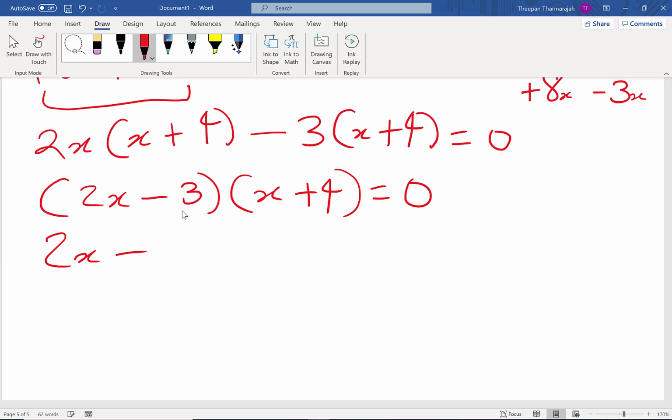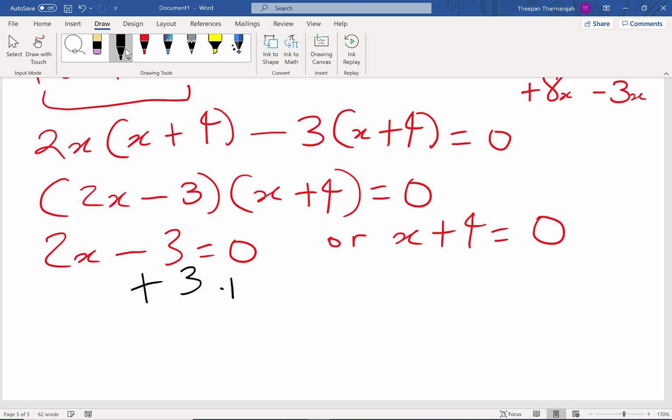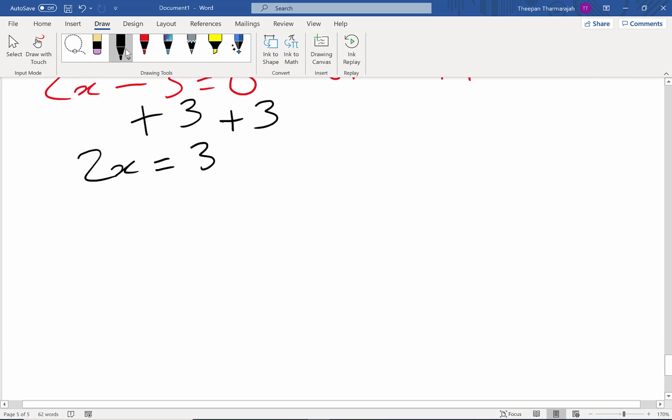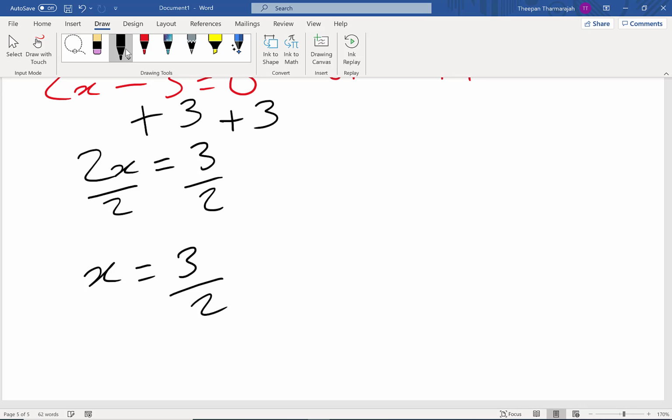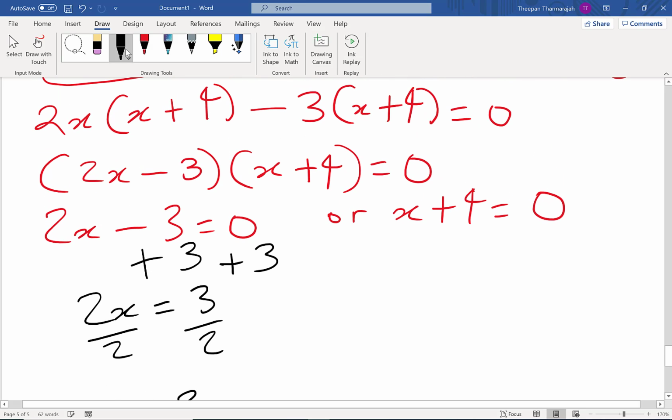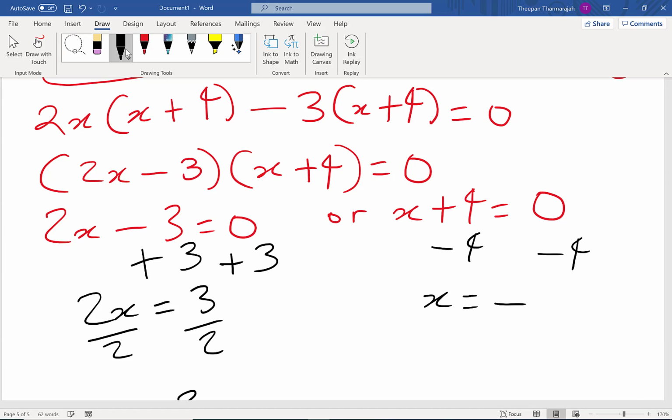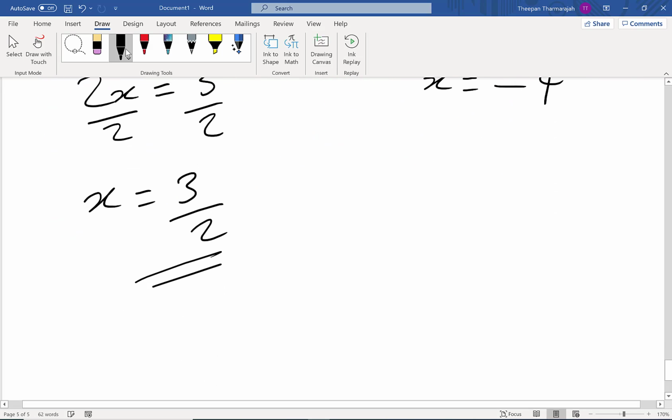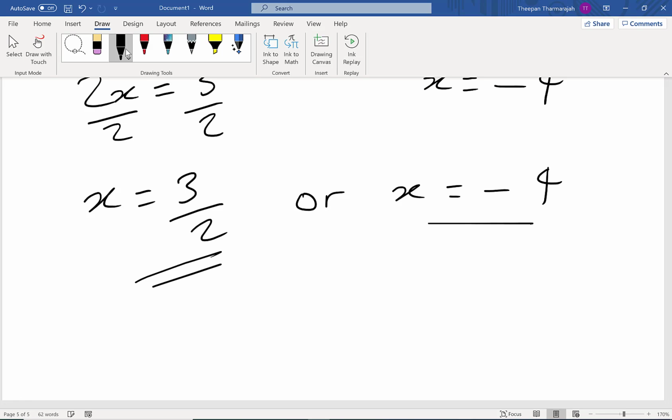So then we can say 2x minus 3 equals 0, or x plus 4 equals 0. And then we can solve that by doing plus 3 on this side, plus 3 on this side. So 2x equals positive 3. And then we divide by 2 on both sides. So x equals 3 over 2 is our first solution. Then we do the same on the other side. So minus 4 here, minus 4 here. So x equals minus 4. So my two solutions are x equals 3 over 2 or x equals minus 4. And that's it. We are done.